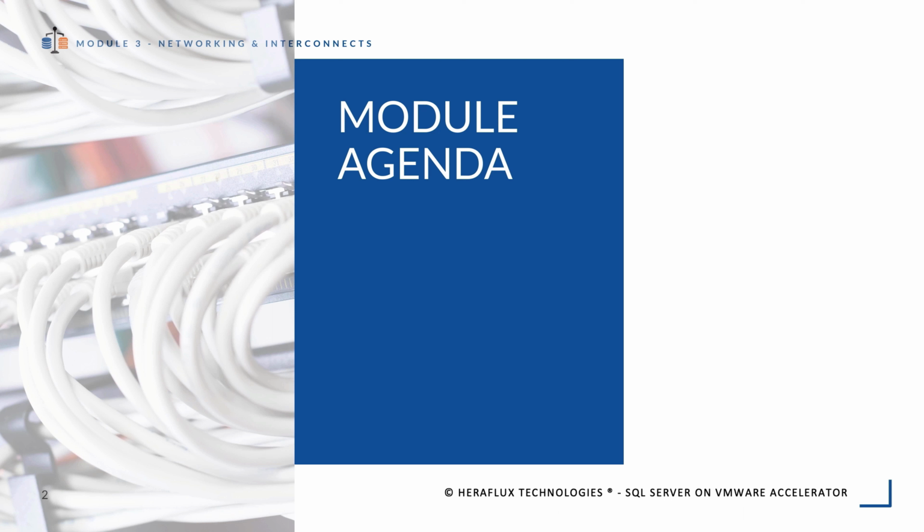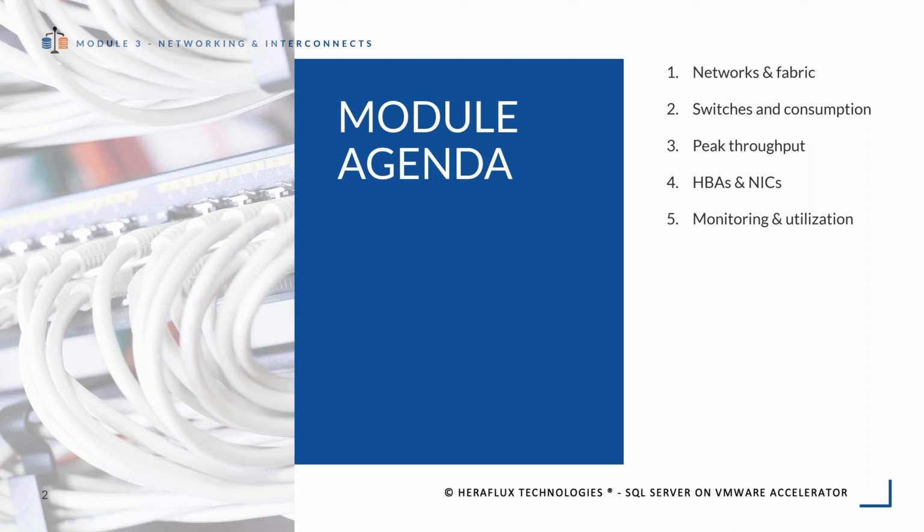We're going to start with discussing networks and storage interconnect fabric, and then work our way through the stack through switches and consumption rates, talking about peak throughput, the endpoint interconnects with both HBAs and NICs, and then start monitoring utilization through the components. And then we're going to start talking about things that you can leverage from a SQL Server perspective, such as jumbo frames, VLANs, software-defined networking, and then dedicated networks.